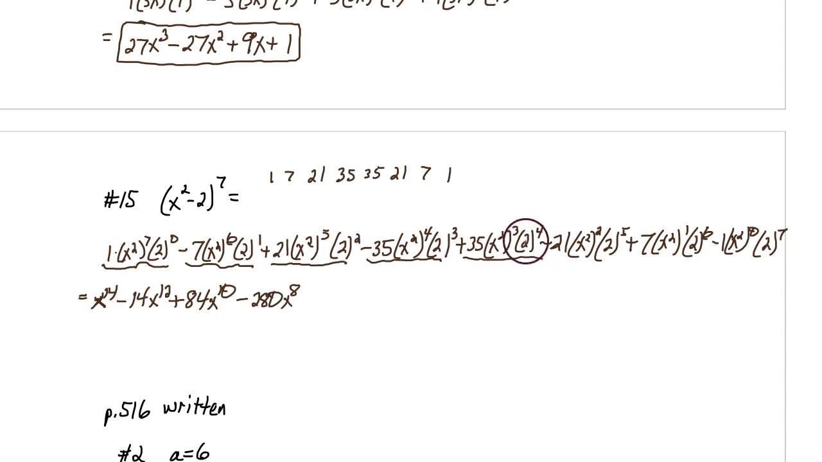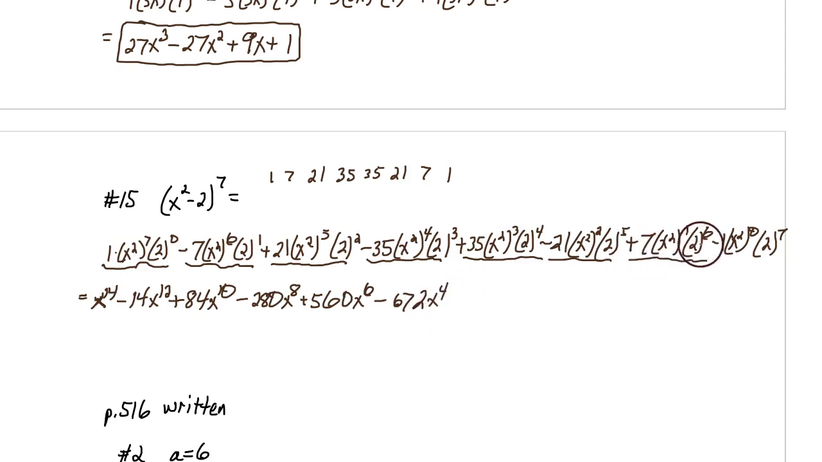Now this piece, 2 to the fourth is 16, so 35 times 16. That makes 560, x to the 6th power. Now this piece right here, so we have minus, 2 to the fifth is 32, so 21 times 32. That makes 672, x to the 4th power.